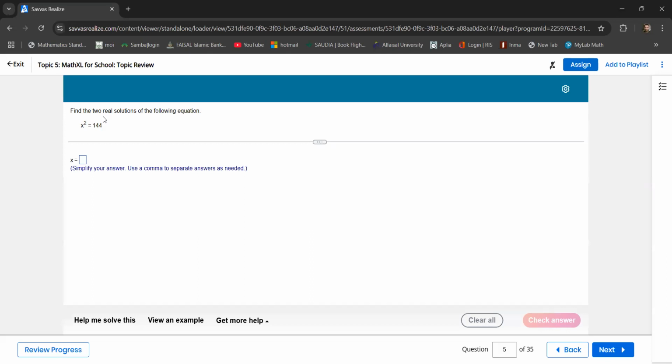Find the two real solutions of the following equation. x to the power of 2 equals 144. So we need to find x, which means we need to get rid of power 2. So we put positive or negative square root of 144. And this will be positive or negative 12. Another question.